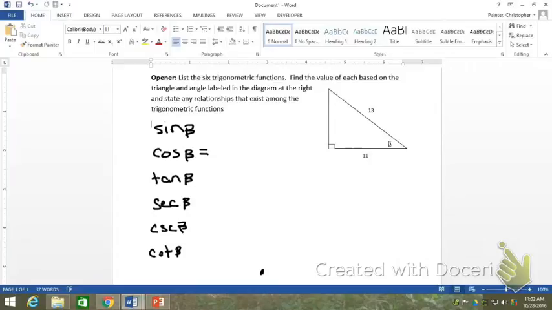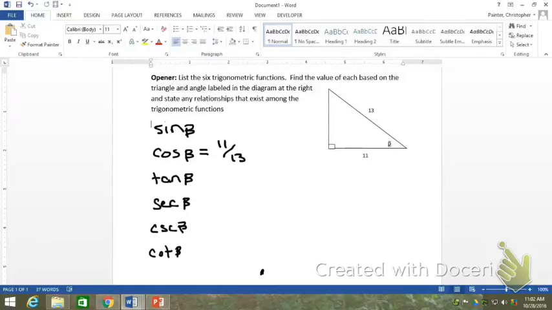Other thoughts on this? Is cosine 11? Wouldn't it be 11 over 13? Why, Campione? So the ratio of the adjacent side to the hypotenuse is 11 over 13. And we can see that.